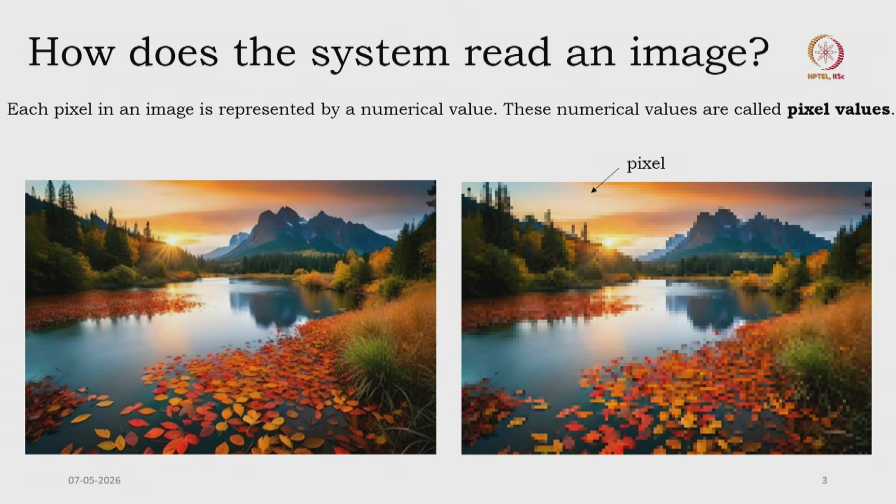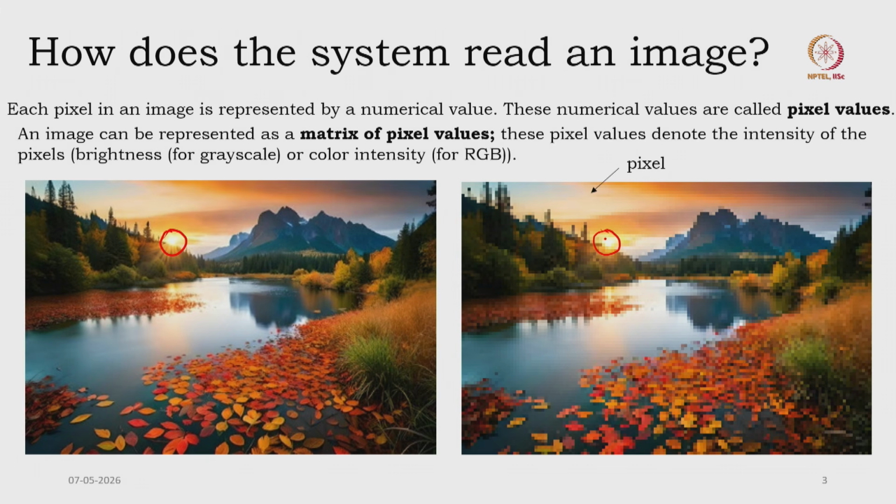For example, here we have a sun. One particular pixel will not give us any information, but when we consider the collection of nearby pixels, we are able to understand that it is a sun. So what are we understanding from this? An image can be represented as a matrix of pixel values, and each pixel gives us the intensity, which is the brightness, or it can be a color intensity when we are dealing with RGB.